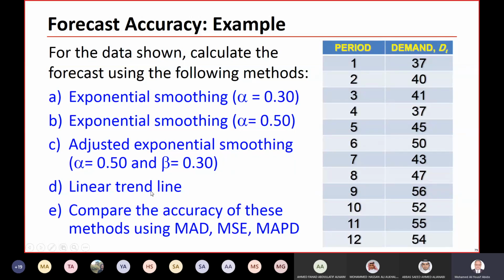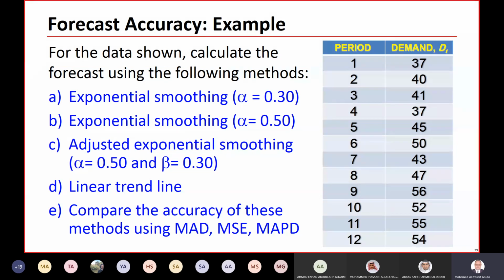Okay, so you will implement all these methods on this data in order to get the forecast. Once you get the forecast for each method, compare the accuracy of these methods using the three accuracy measures that we define: mean absolute deviation, mean square error, mean absolute percentage deviation. Okay.